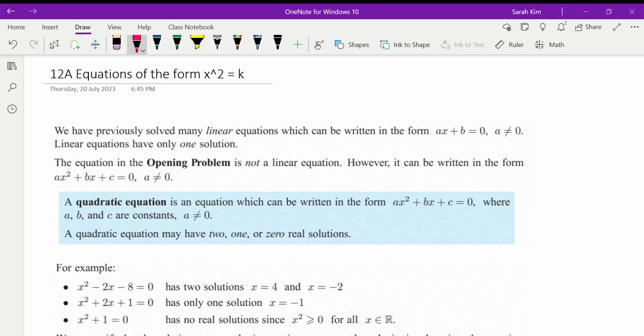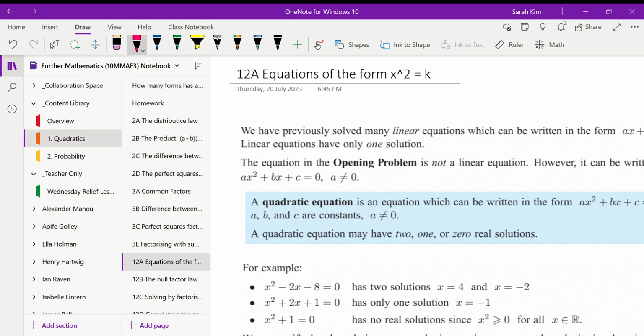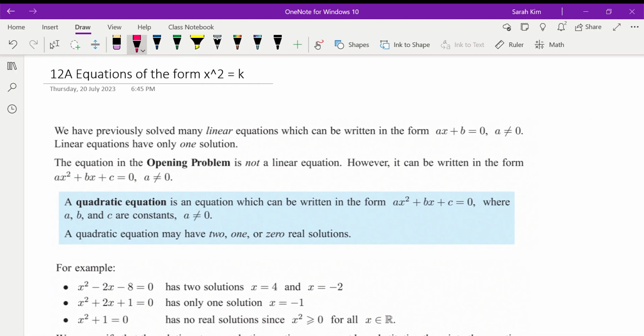Alrighty guys, so now we're going to start chapter 12. In chapters 2 and 3, we've learned a lot of skills that we can use, so we're probably going to be using them. But let's begin 12a. Chapter 12 is about quadratic equations.